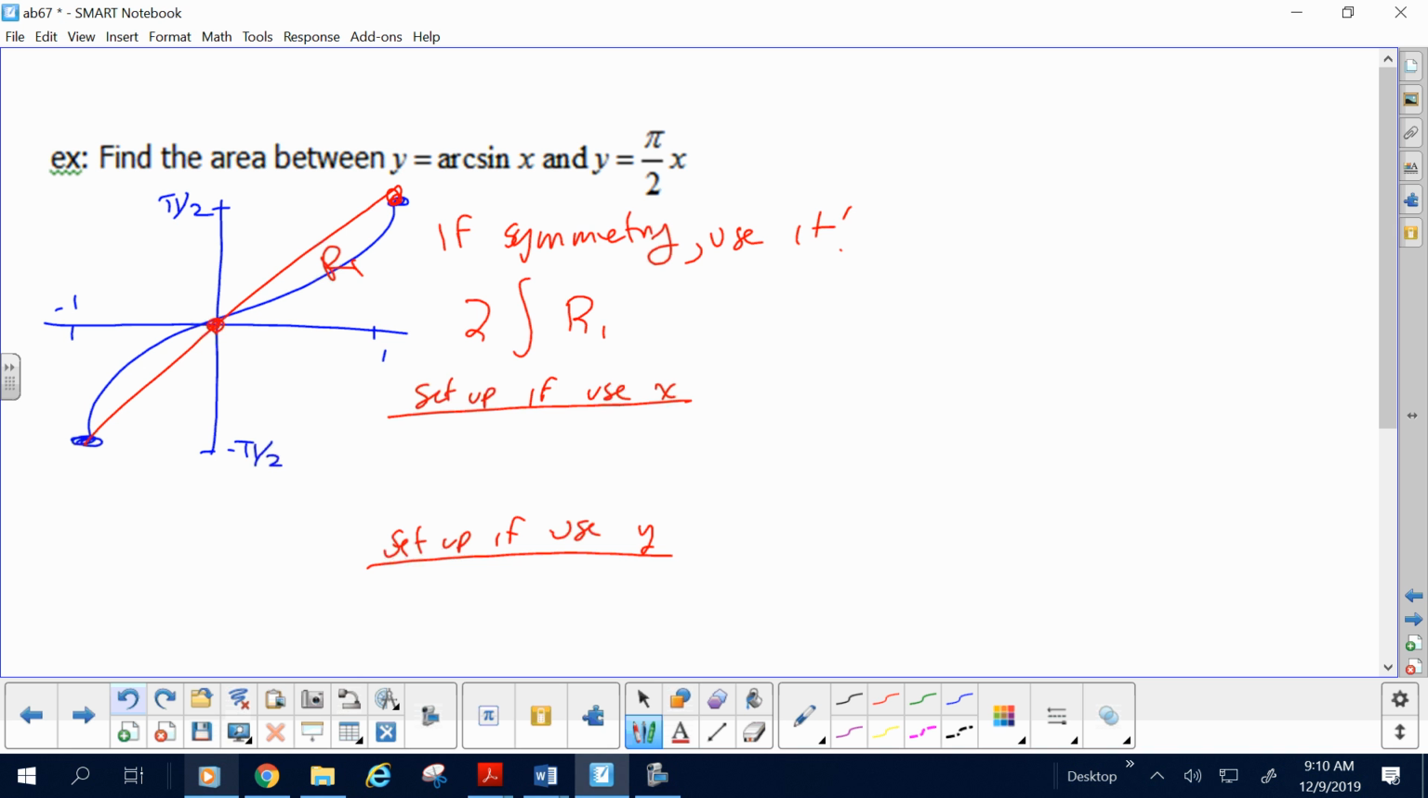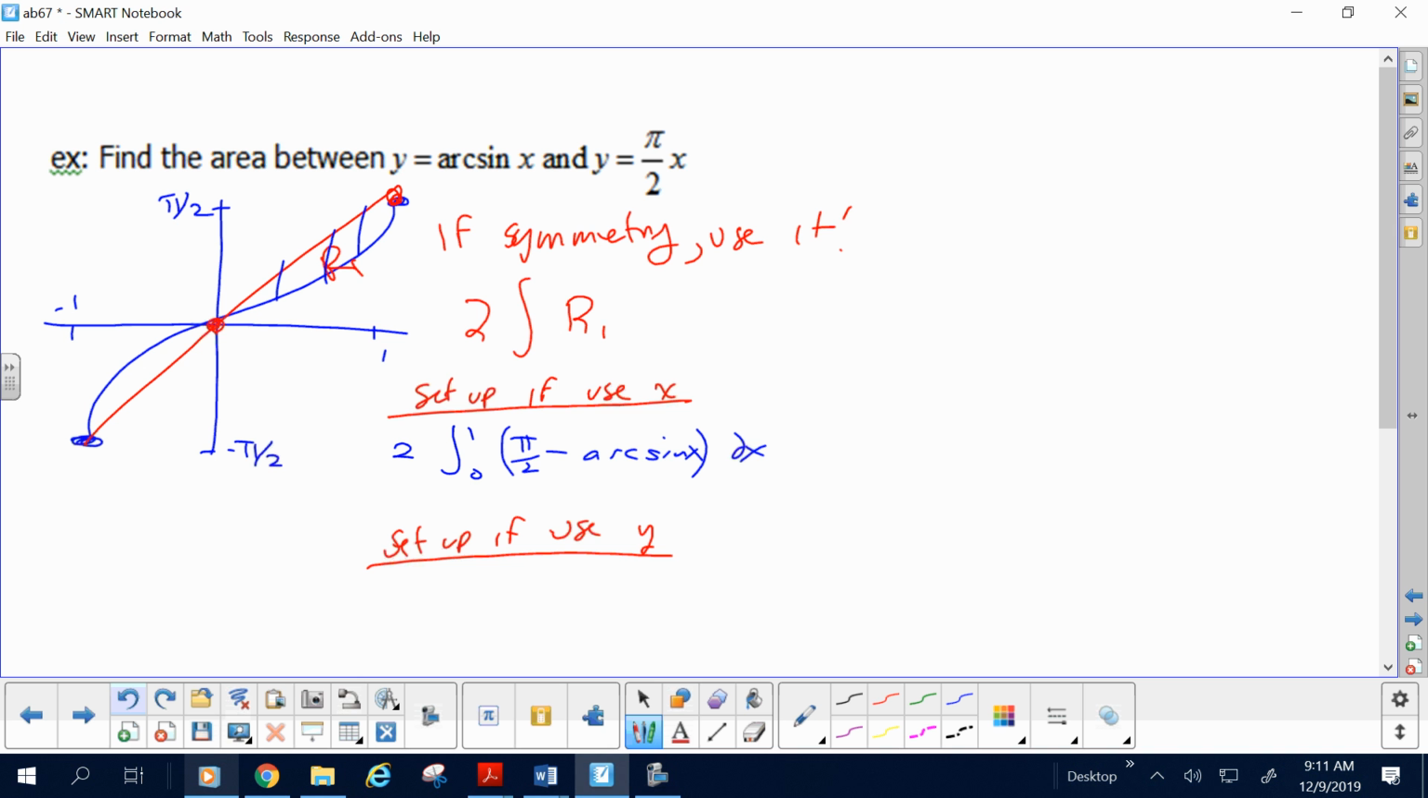Okay, while we're at it, if I use x, do rectangles go up and down or side to side? Up and down, cool. So if I use x, what are my limits of integration? Zero to one, cool. If I use x, my rectangles go that way. So the integrand for x: upper minus lower or right minus left? Upper minus lower. And what is the upper minus lower? Pi over 2x. Wonderful.